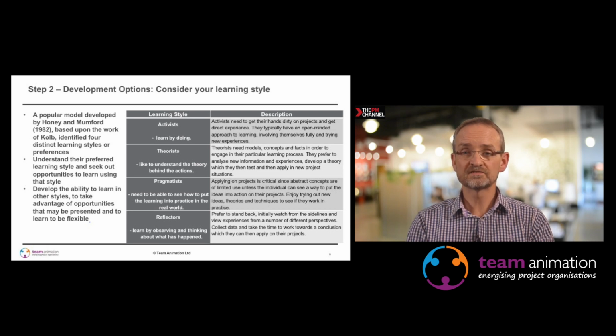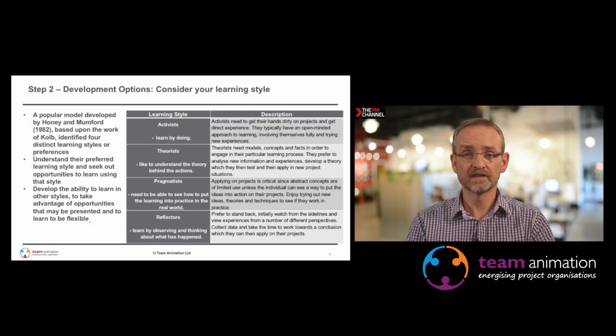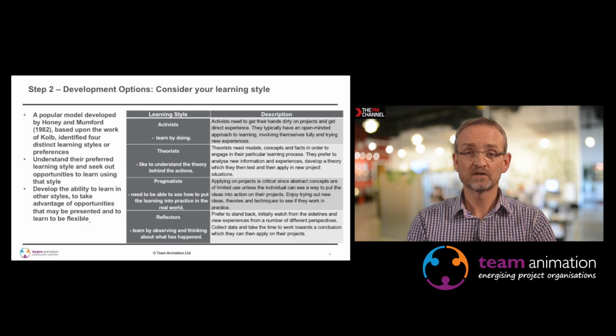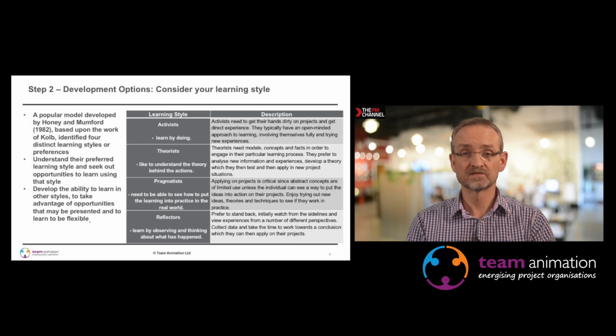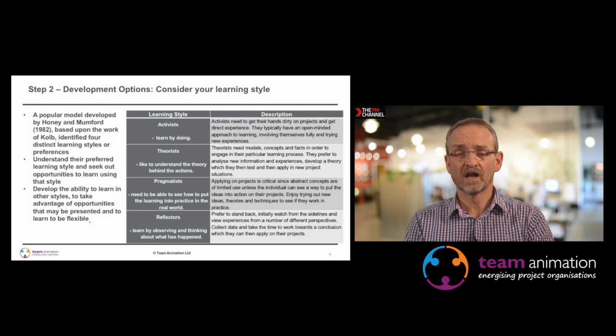Step 2 is you need to think about all of the options that are available to you for your development. So initially you might want to consider your learning style. Now you may well have heard of the Honey and Mumford model, which was based on work by Kolb about the distinct learning styles or preferences. If you can understand this, you've got a real insight into how you learn best, because ultimately there's going to be a lot of learning based in this, as well as, of course, practice. So activists, theorists, pragmatists, and reflectors.